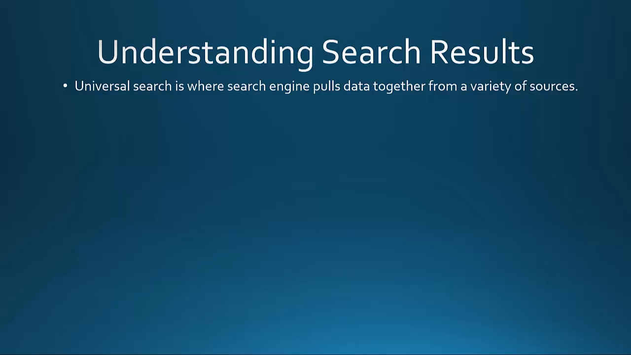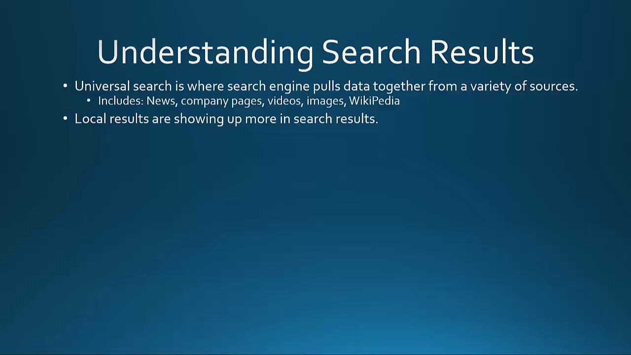Universal search is where search engines pull data together from a variety of sources. So this could include a conglomerate. So sometimes you'll do a search and you'll get news stories show up. You'll get company pages that just pop up, videos, you'll get images, you'll get a Wikipedia article, and they might be the main theme of that website. They might be the main theme of the Google search page. They might actually almost take it over in the top part of it before they actually show results below. So you'll see that sometimes. Local results, again, are showing up more in search results.